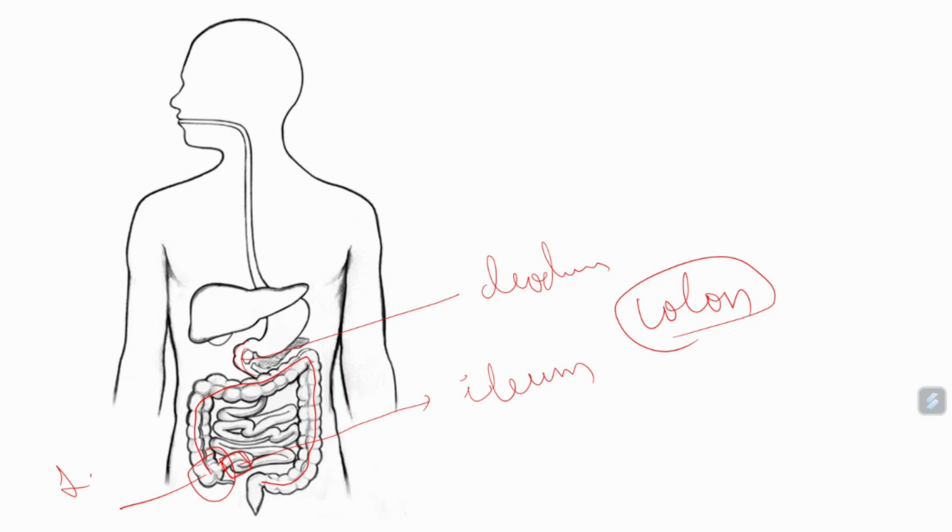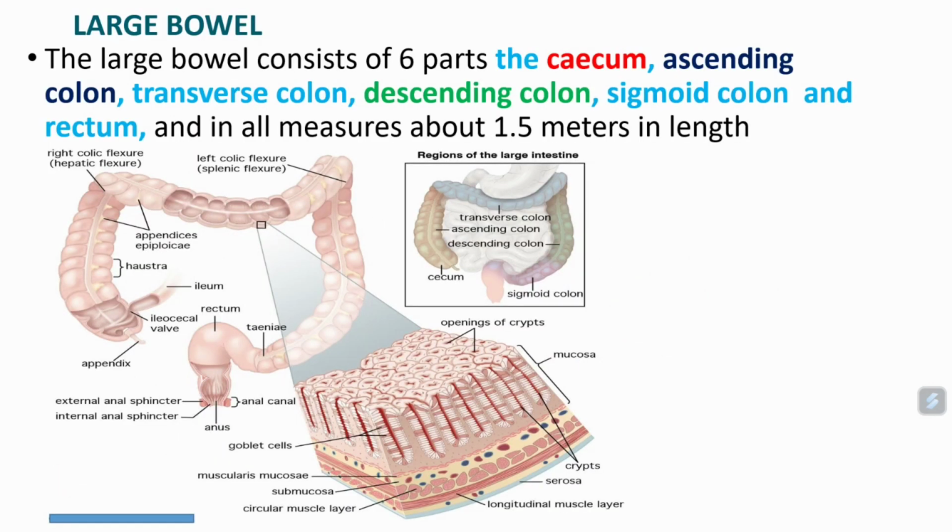In the colon we have 6 parts actually. The first part is the cecum. You can see it here in the image. This is the cecum. The cecum is the area where the ileum is attaching. The ileum is the last part of the small intestine, and it is entering into the cecum. So the cecum is the initial part of the large intestine.